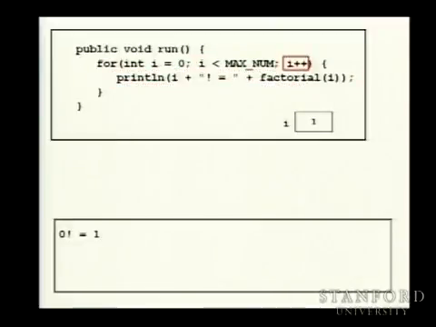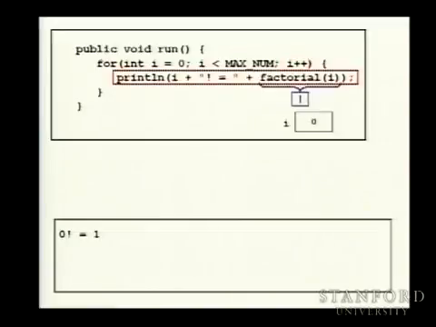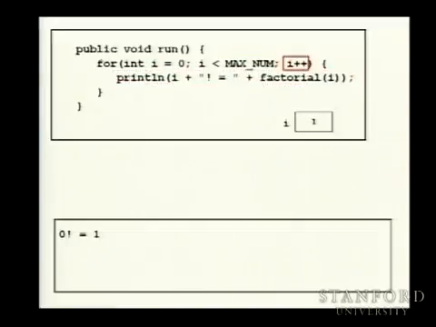All right, so we add 1 to I. I now becomes 1, right? I was 0 over here. We add 1. I becomes 1. I is still less than 4. So we execute this line once again. Now we're calling factorial, passing it the value 1.